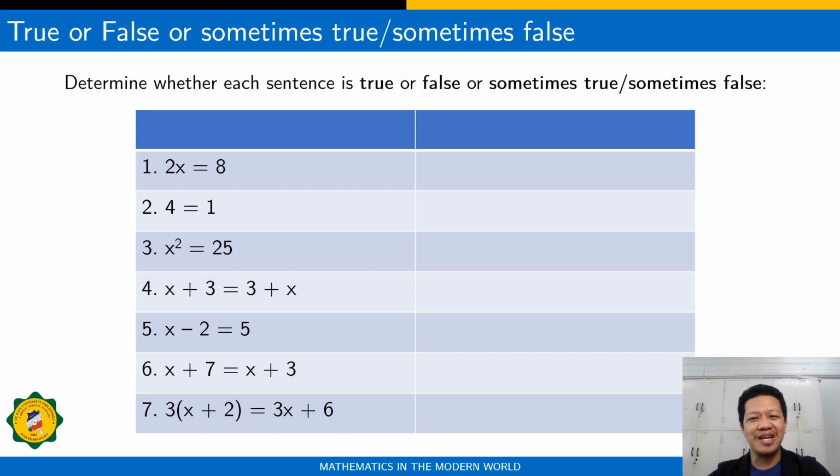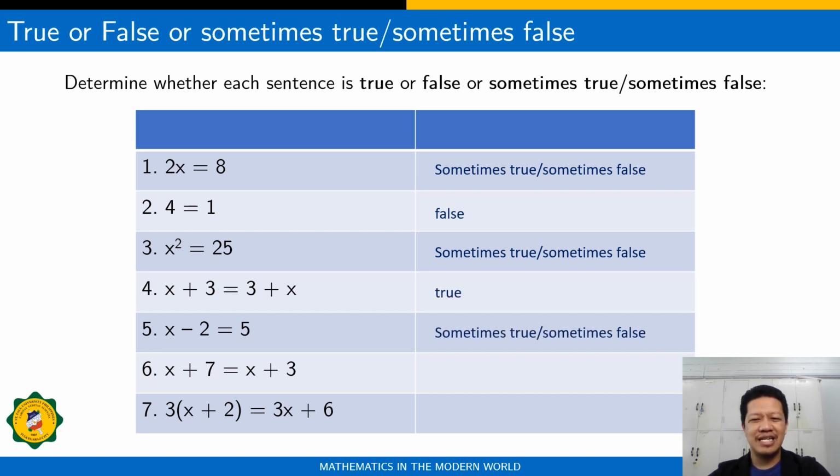So let us now check your work. Number 1 is, how about number 2? Number 3, 4, 5, 6, and 7. Okay, so what's your score? Did you get the 7 items correctly?